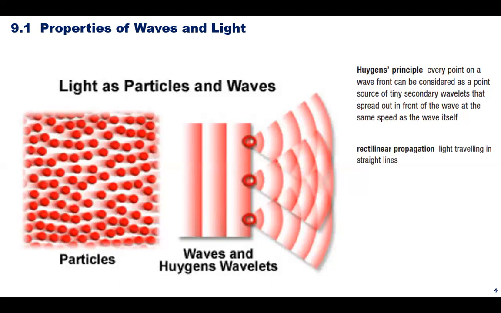So the question is whether light is a wave or a particle. In some instances, light behaves as a wave, such as during interference. Other times, light behaves as a particle, such as light shining on metal.